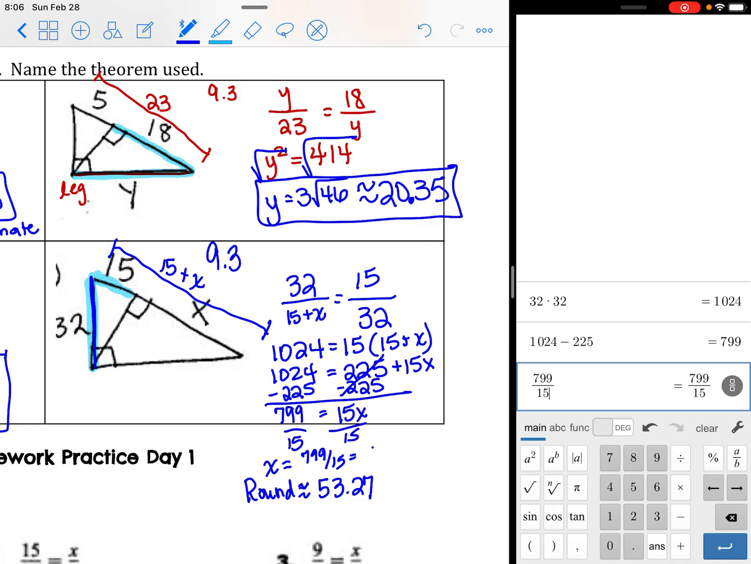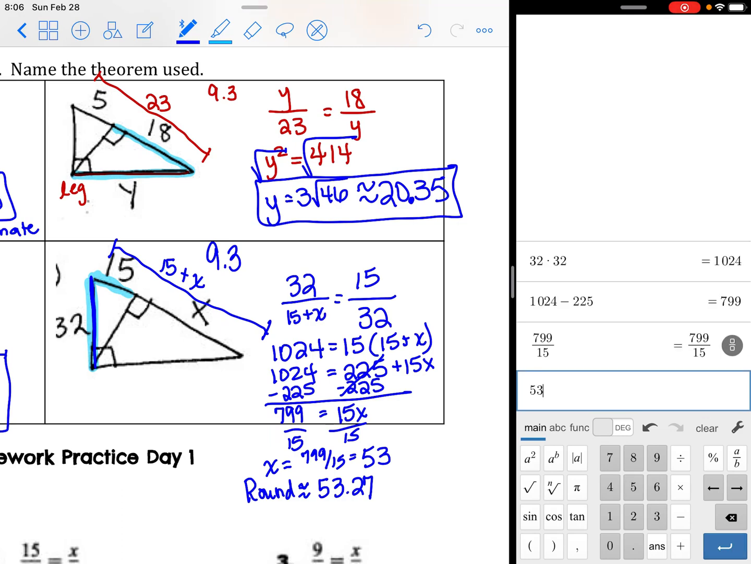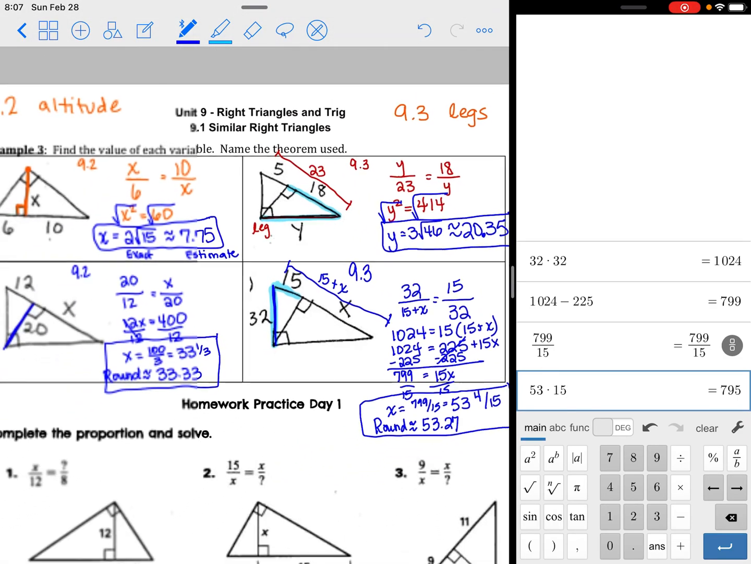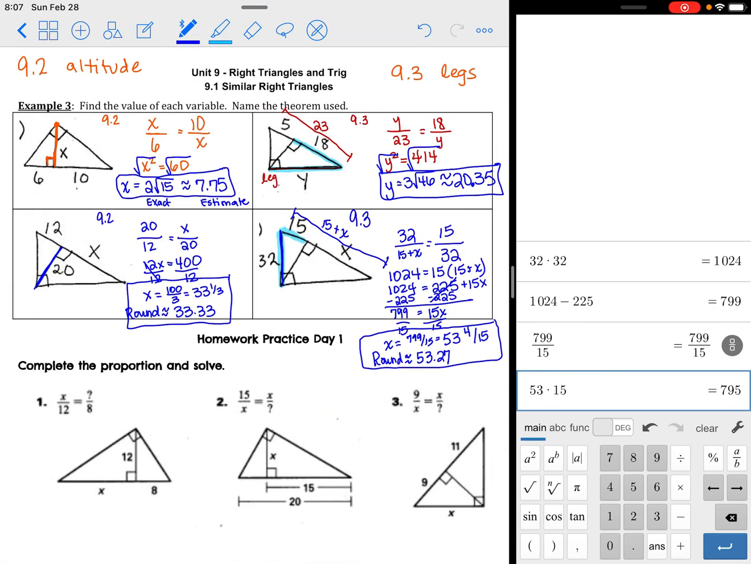So it tells me that it can go in 53 times. And then I'm going to do 53 times that denominator of 15, which is 795. So the whole part is 795 of the 799. So that leaves 4 15ths left over. So those are acceptable answers. You only want to round it if it tells you you can. So that's how we can use those theorems to help us solve for missing pieces of right triangles.